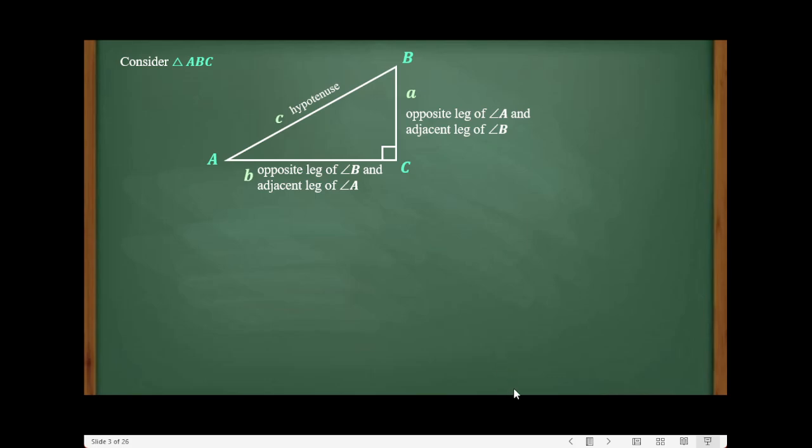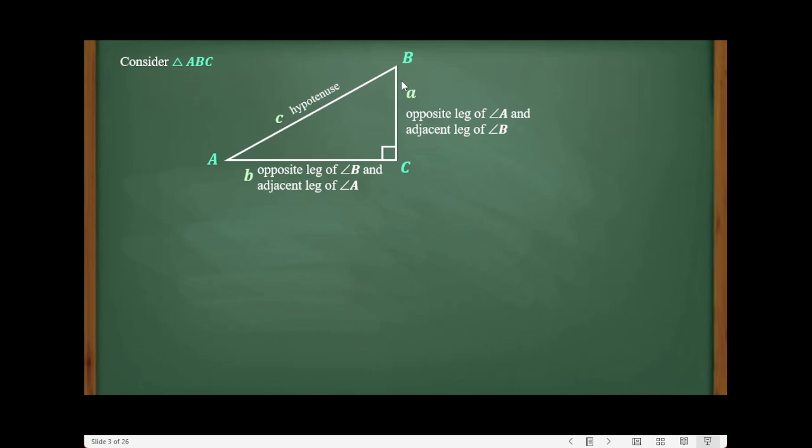So again, we refer to the same right triangle ABC, and please take note of each of these sides. We know that the longest side is labeled as the hypotenuse, and each leg can be an opposite leg or adjacent leg depending on what acute angle is being referenced. So the horizontal leg here can be an opposite leg of angle B, or the same leg can be the adjacent leg of angle A.